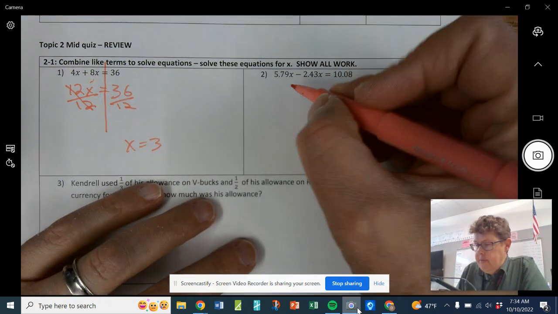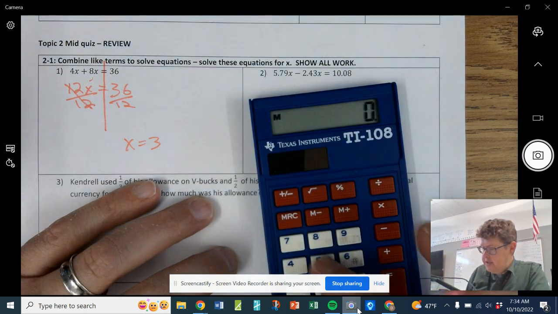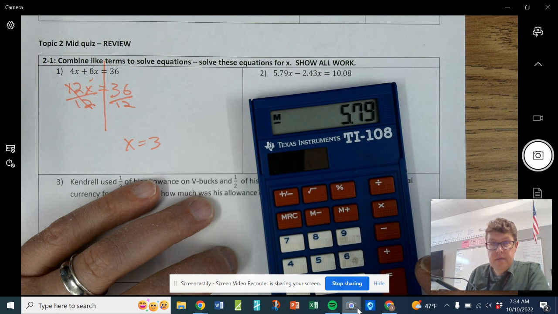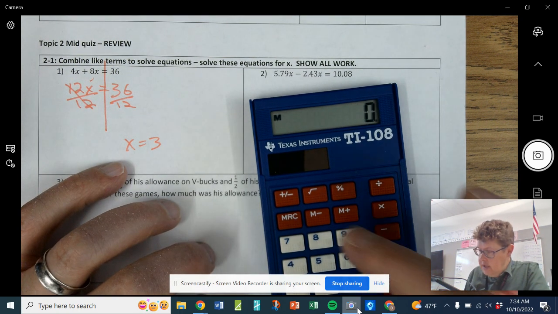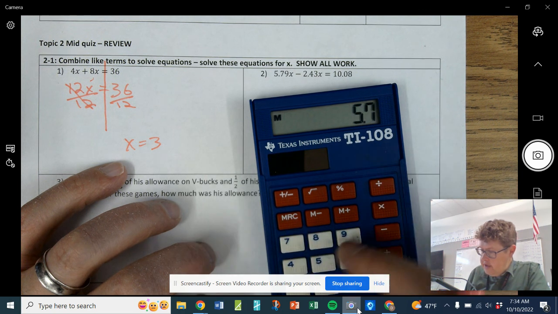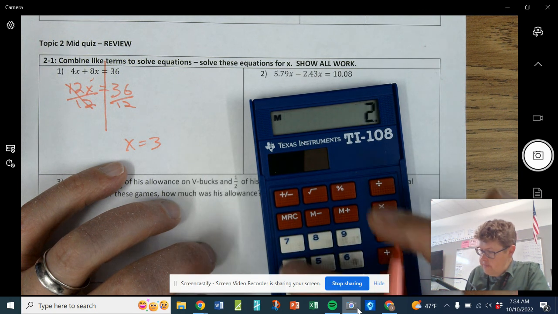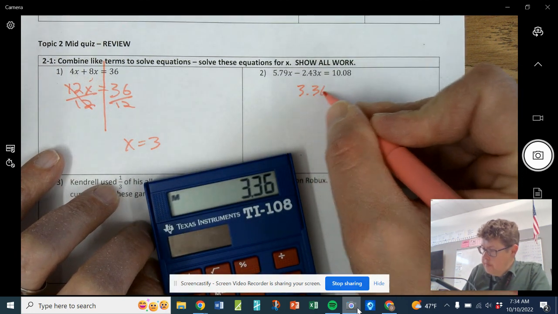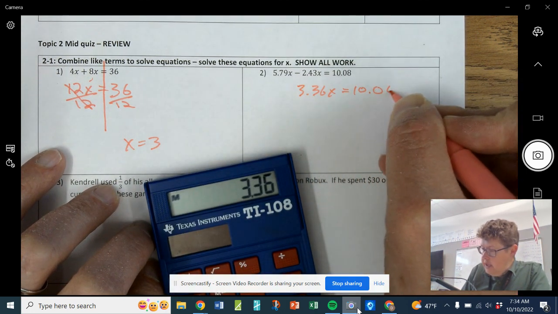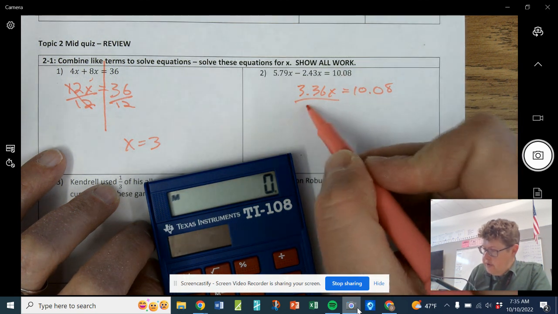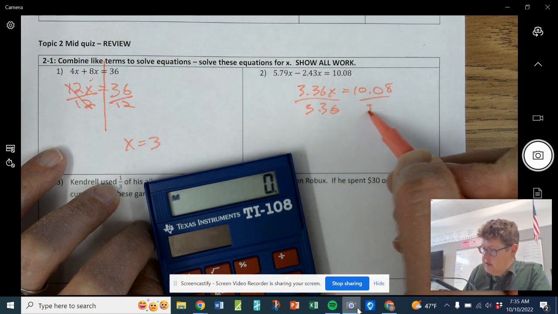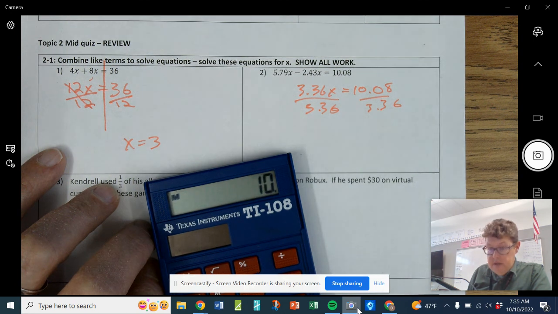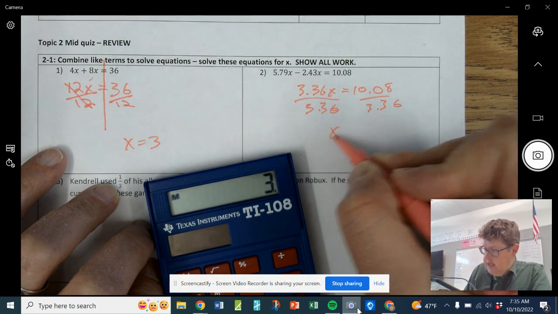So okay, I'm just going to use my calculator for this. I'm going to say 5.79 minus 2.43 gets us to 3.36. 10.08. And then I take that 3.36 and I divide it on both sides. So 10.08 divided by 3.36 gets you to 3. Look at that, 3 on both of them.